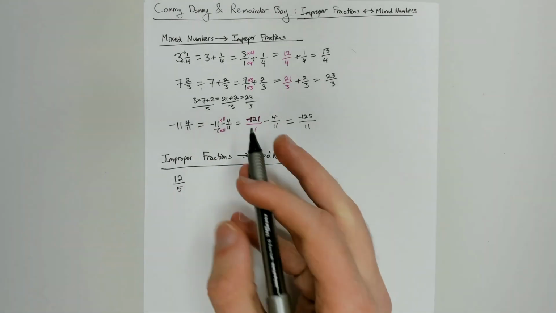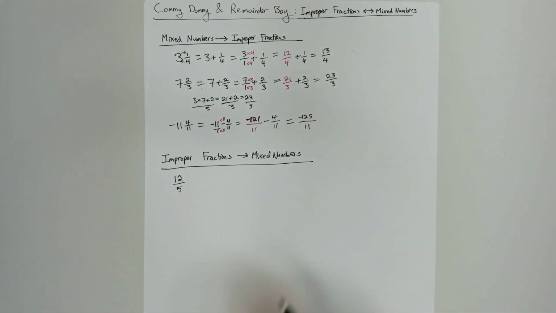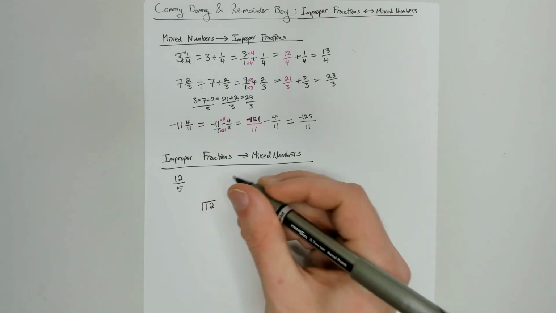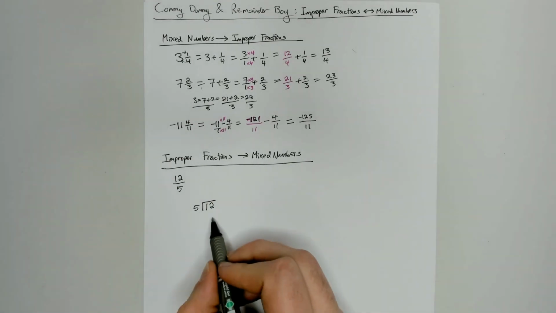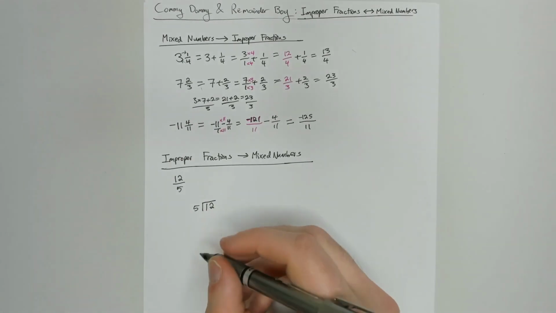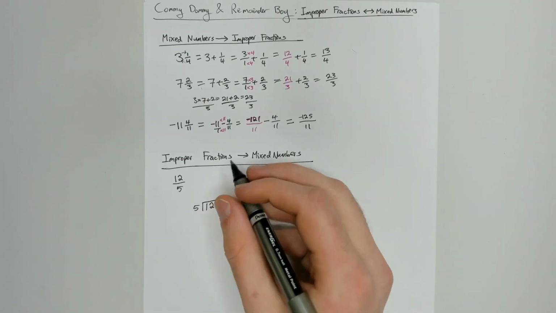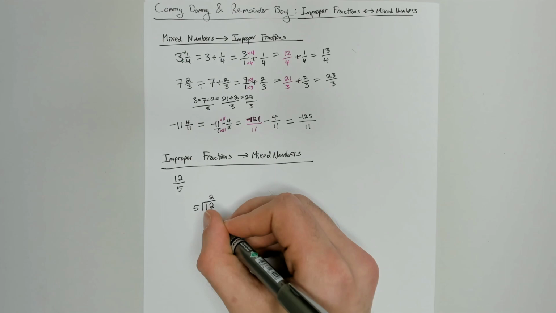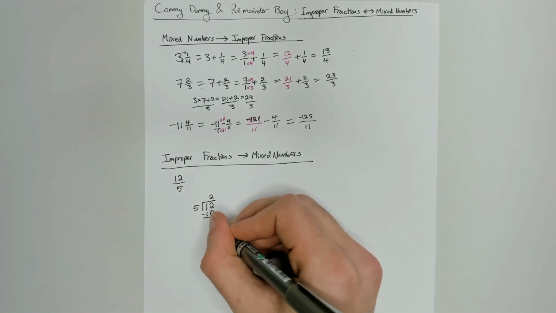So what we can do is think, okay, 12 fifths, that's the same as 12 divided by 5, right? Just like we did with converting it to a decimal, we're going to start by doing 12 divided by 5, the long division process. And let's see what happens. 5 can't go into 1, but it can go into 12 twice, right? Since 2 times 5 is 10. Subtract that off, we get 2.